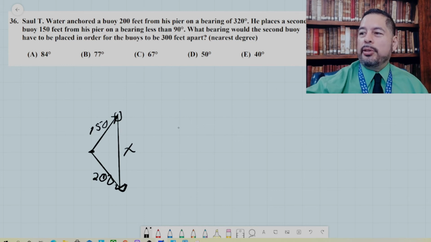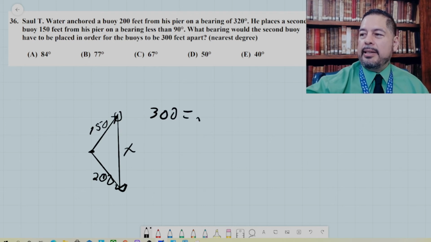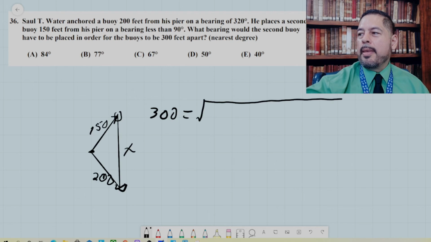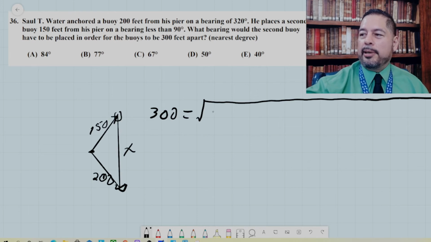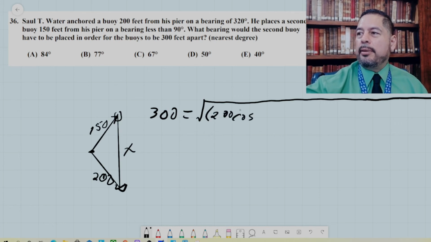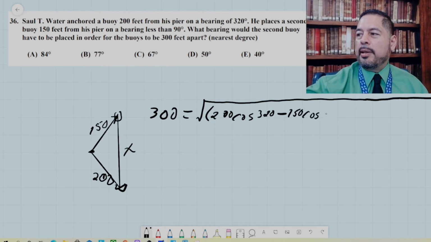What you do is you know the distance now, so we can plug in for D. You need the buoys to be 300 feet apart. And that's got to equal, and now we're going to take the difference of the x components, the difference of the y components, square them, applying the Pythagorean theorem. So for the first one, we've got 200 cosine of 320 minus, and this other one is 150 cosine. I'm going to call it x, but you can call it theta, whatever you want.